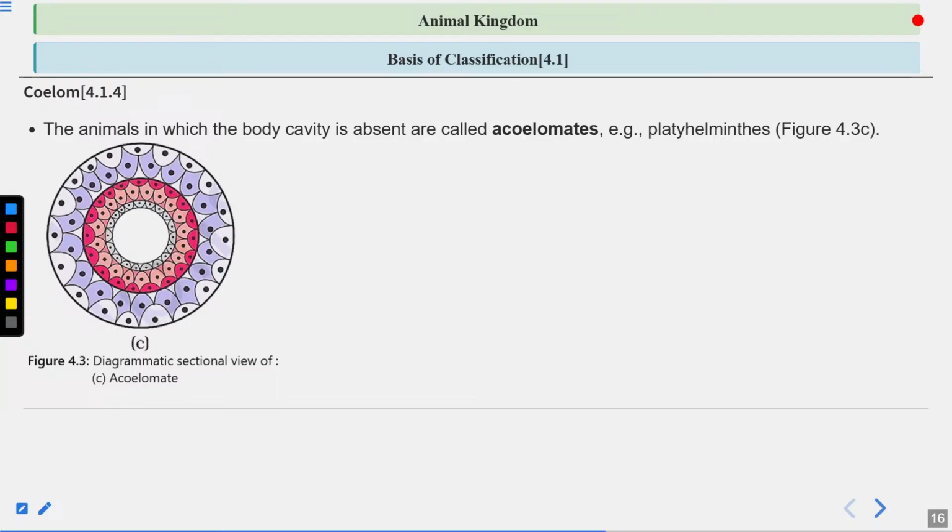So here you can see that diagram of acoelomate. They are having ectoderm, endoderm, and mesoderm, but they are not having any cavity. So this is the diagram of the acoelom.